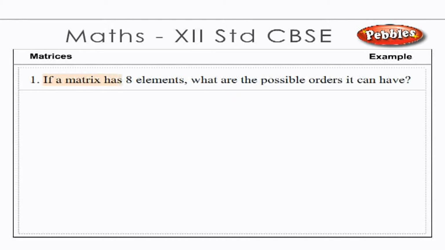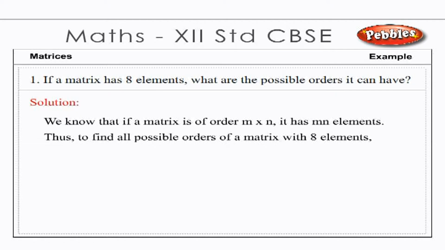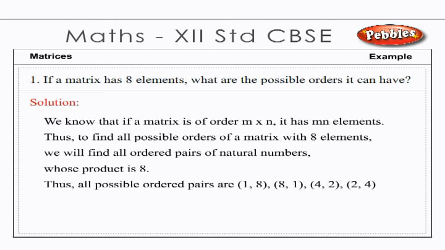Example: if a matrix has 8 elements, what are the possible orders it can have? Solution: we know that if a matrix is of order m × n, it has mn elements. Thus, to find all possible orders of a matrix with 8 elements, we will find all ordered pairs of natural numbers whose product is 8. Thus, all possible ordered pairs are (1, 8), (8, 1), (4, 2) and (2, 4). Hence, possible orders are 1 × 8, 8 × 1, 4 × 2 and 2 × 4.